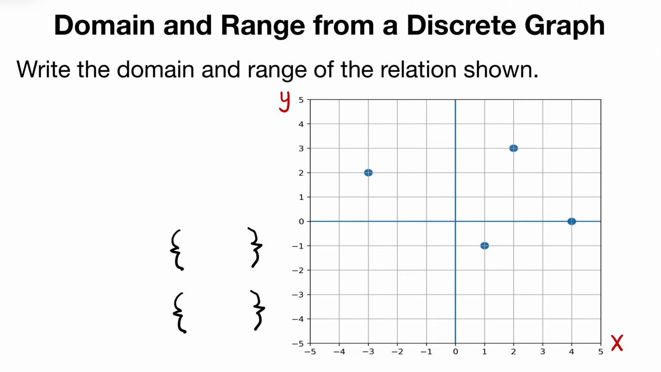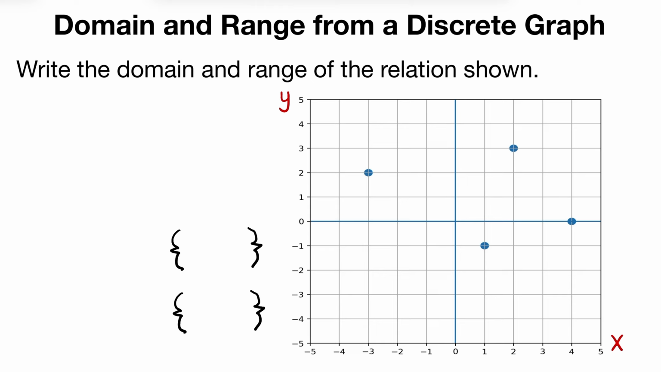Here we have -3 and 2. And then there's 1 and -1. Next, there's 2 and 3. And last, there's 4 and 0. So let's go ahead and write down those points.